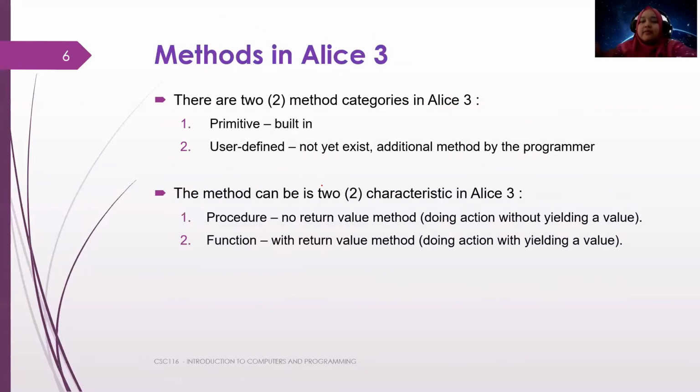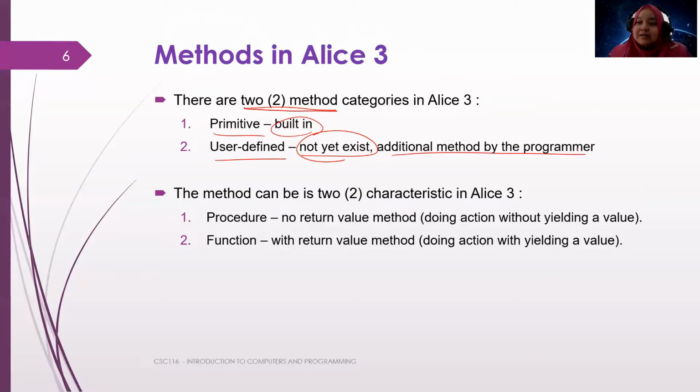Okay, next. So, this is very important. Please remember it. We have two types of method, which is primitive and user defined. So, what does it mean about the primitive? It says that built-in. Apa maksud built-in? Maksud primitif ni adalah semua method yang memang telah disediakan di dalam Alice software, di mana programmer Alice software dah bagi ke awak. Tapi user defined ni maksudnya not yet exist. Method tu tak ada, programmer Alice software pun tak bagi untuk awak. So, dia adalah additional method by the programmer.